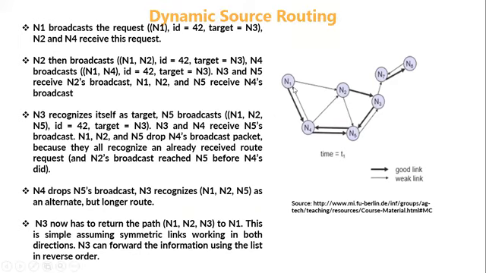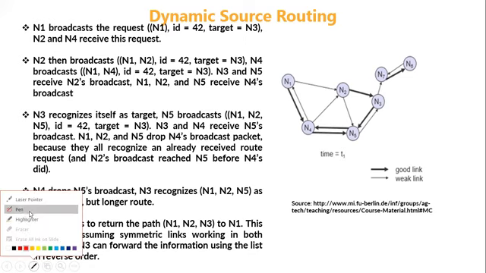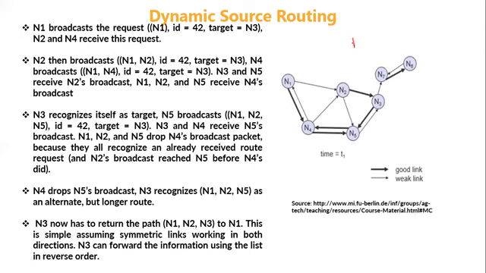Consider this right side diagram. Let us assume that at this point of time, this is how the network looks like. This is the diagram which we already discussed, so I think no explanation is required. The dark link represents a good link and the lighter one represents a weak link. Now let us see how a path can be identified from N1 to N3 using DSR.